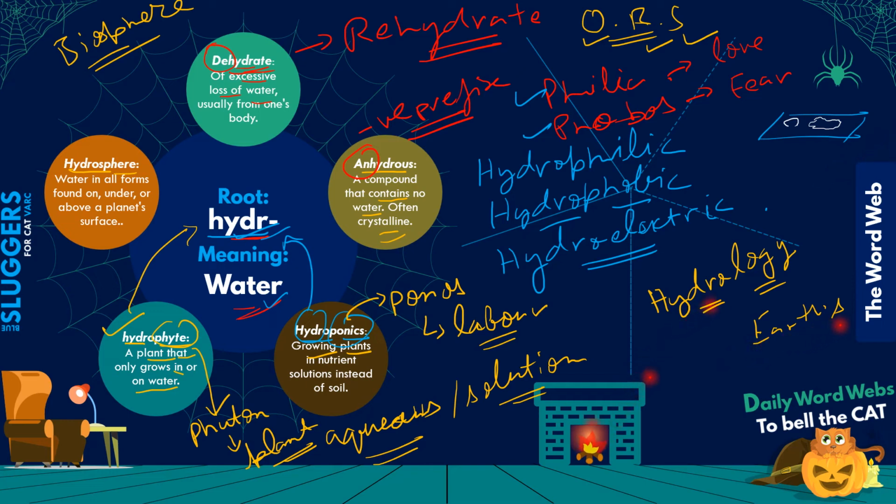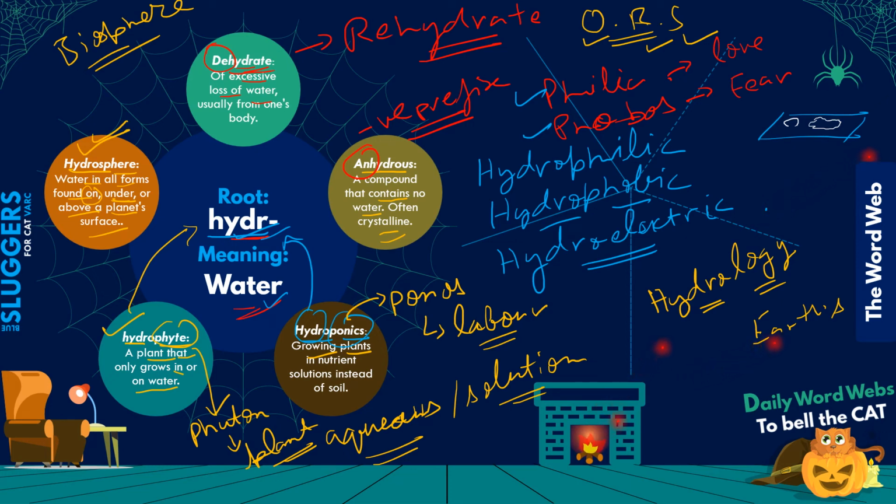Similarly, hydrosphere will be basically water in all forms found on, under or above a planet's surface. Okay, the complete superset of all that water will be considered as the hydrosphere. उसको hydrosphere बोला जाएगा. ठीक है.